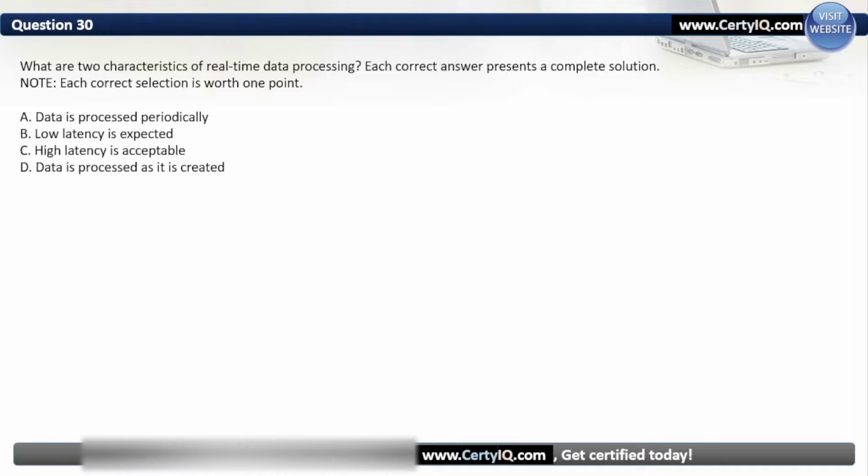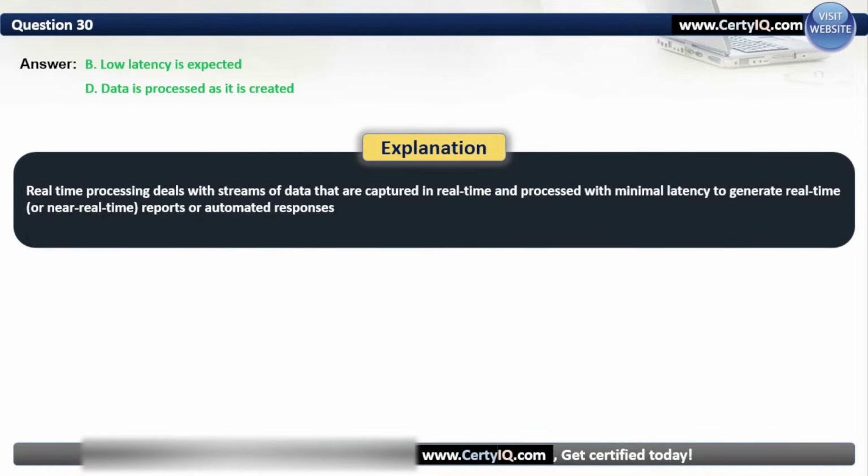Question 30. What are two characteristics of real-time data processing? Each correct answer presents a complete solution. Note, each correct selection is worth 1 point. The correct options are B and D. That is, low latency is expected and data is processed as it is created. Real-time processing deals with streams of data that are captured in real time and processed with minimal latency to generate real-time reports or automated responses.